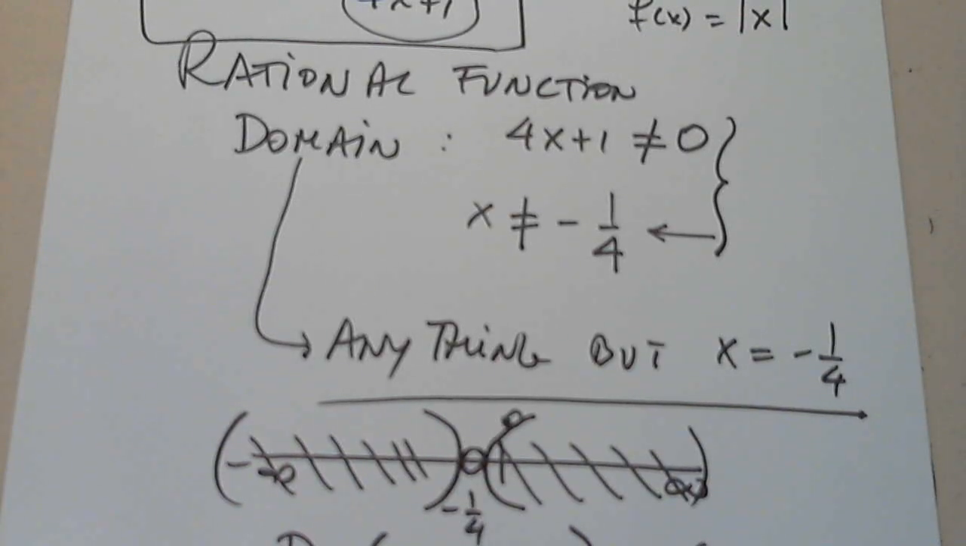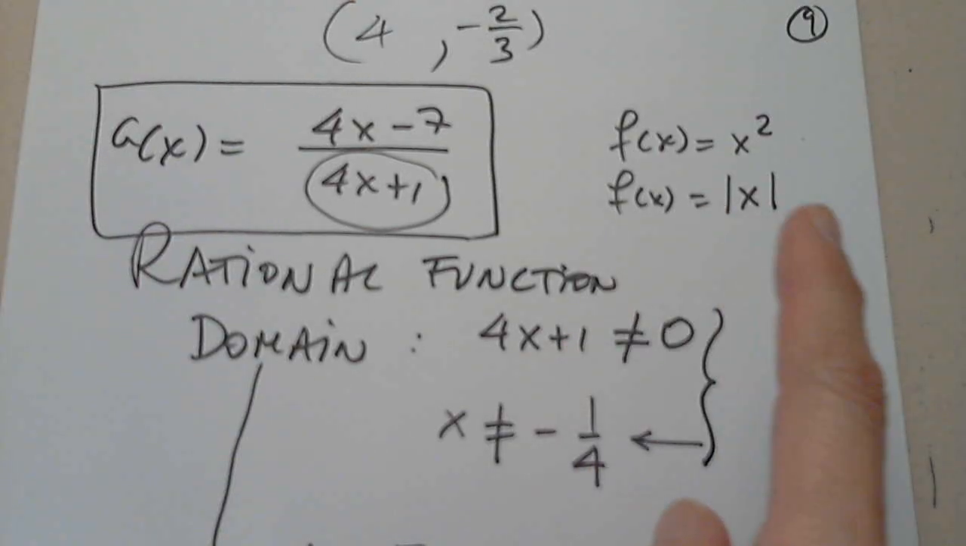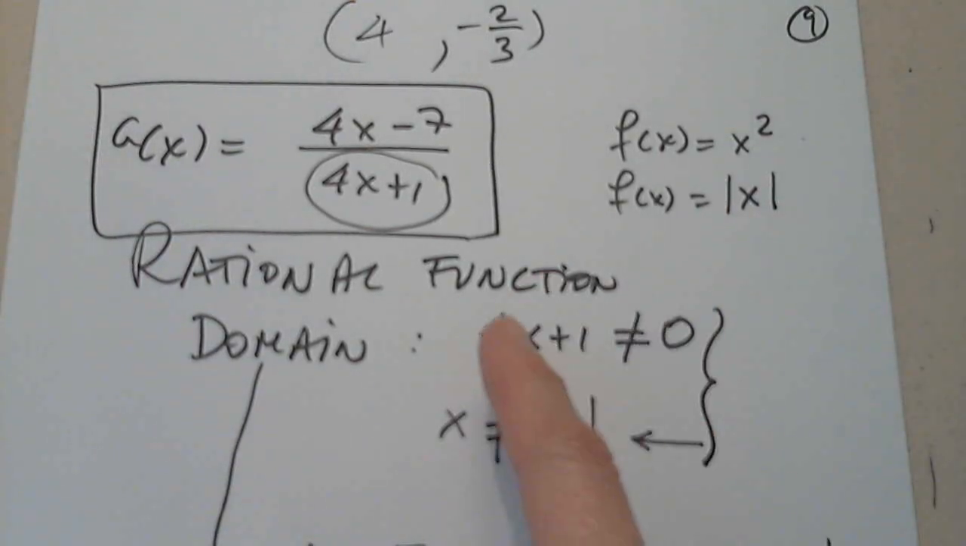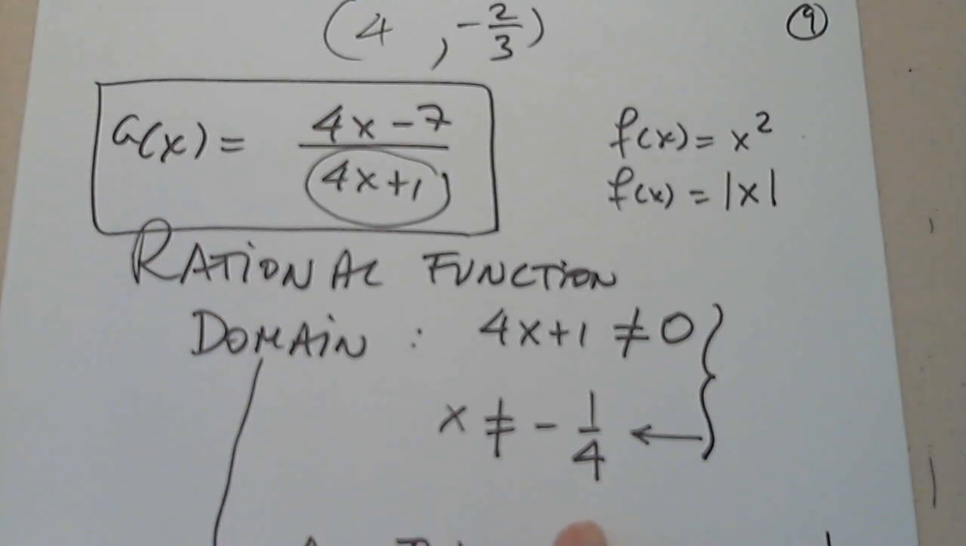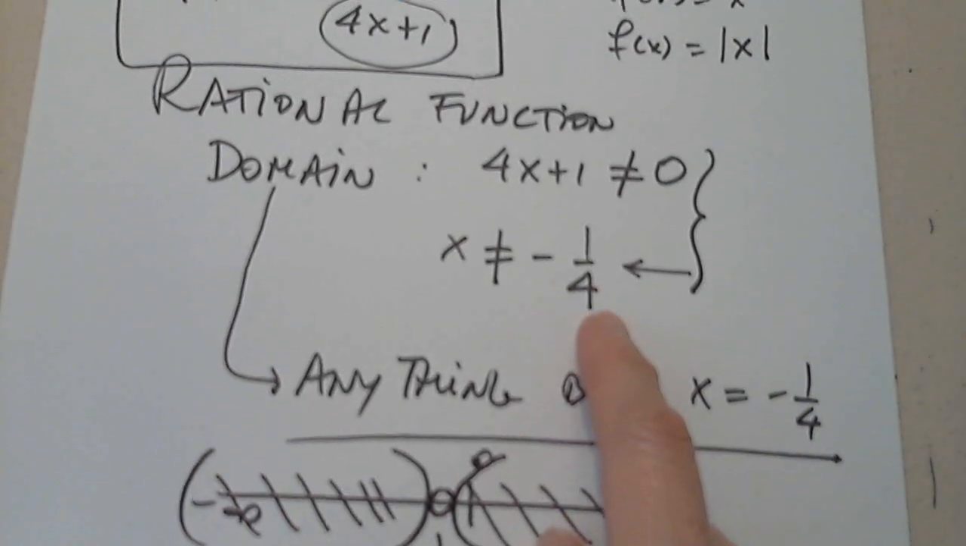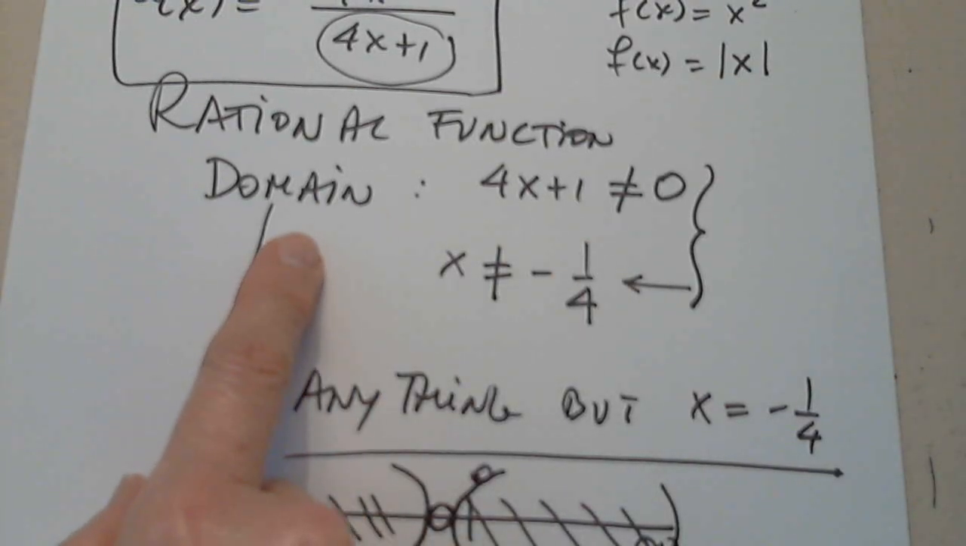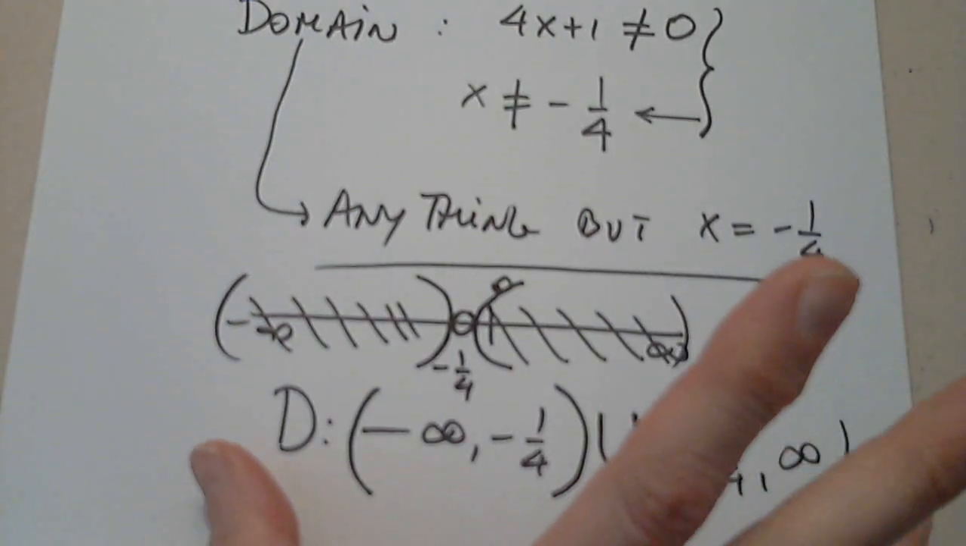I get the negative 1/4 just simply by simplifying. 4x plus 1 cannot equal 0. I move 1 to the other side, it becomes negative 1, and I divide by 4. Whatever that answer is, is the one that cannot be. Yes, this is what x cannot be. But the question is not what x cannot be. The question is find the domain, which means what x can be. And that's the reason why I have to write this.